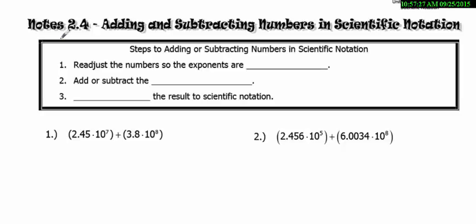So here are the steps for adding and subtracting numbers in scientific notation. The first step is to readjust the numbers so that the exponents are the same. You cannot add or subtract in scientific notation if you have different exponents. That is key. They don't have to be the same if you're multiplying or dividing, but they do have to be the same if you're using addition or subtraction.